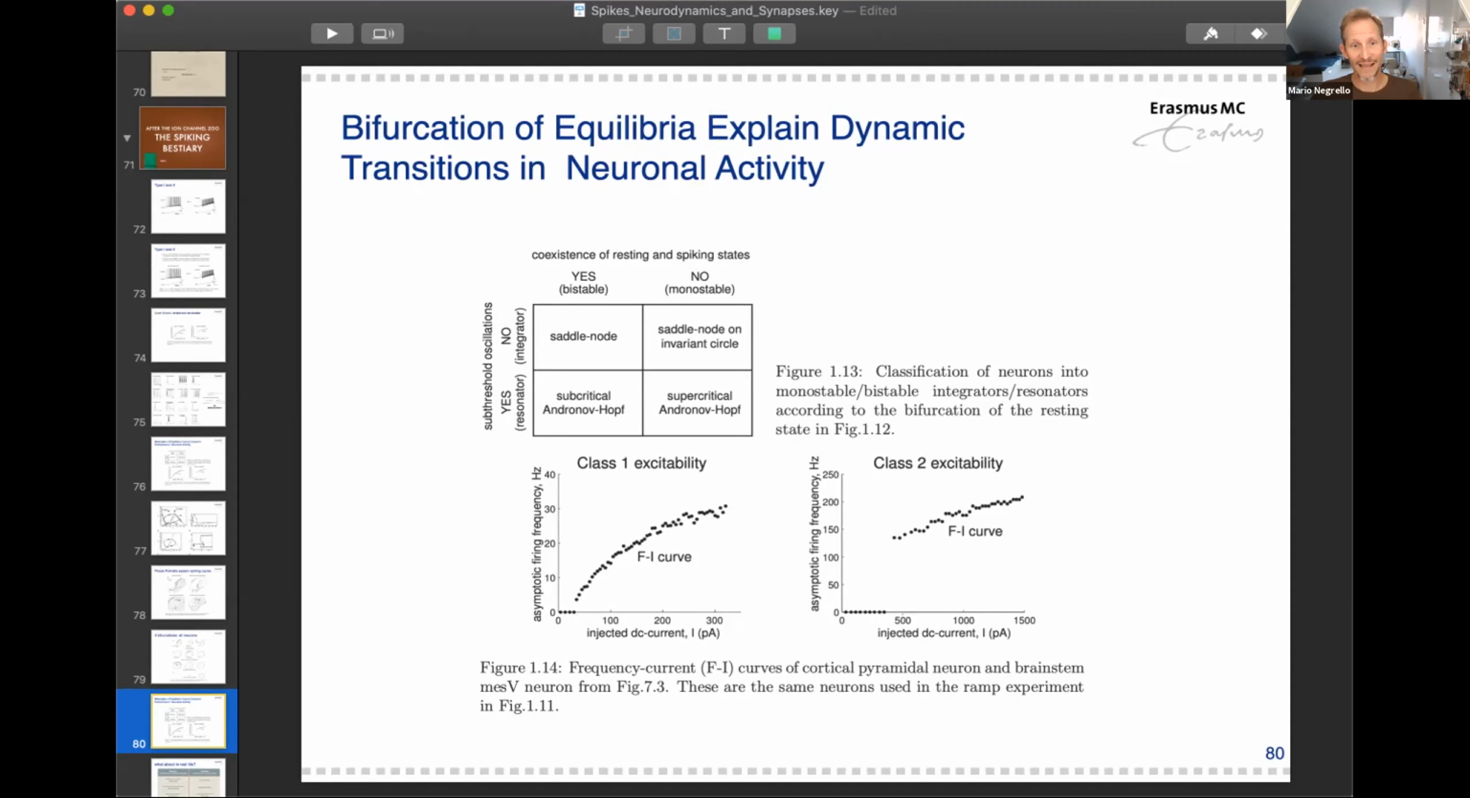So integrators are saddle nodes, clearly not resonators, because they're the ones in which when you're pushing current, they're having happier and happier limit cycles. The limit cycles have different amplitudes as you push them up with the current. So that's why. And saddle nodes on invariant circles will go from bistable to monostable. The bifurcation is actually a separatrix.